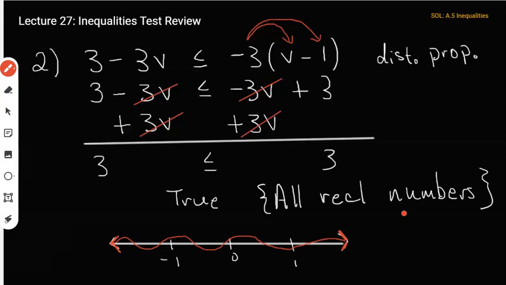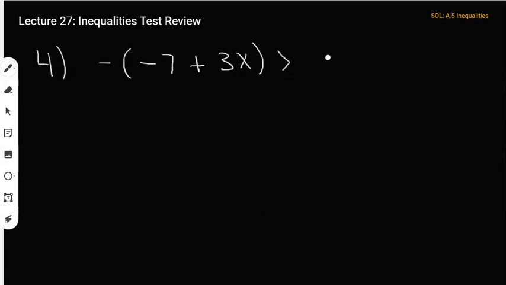Okay, let's try number 4. Number 4 says negative parentheses -7 plus 3x is greater than -38 plus 6x.